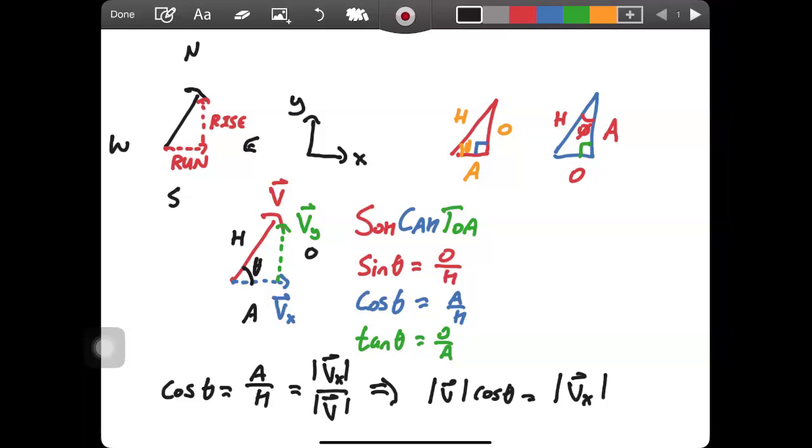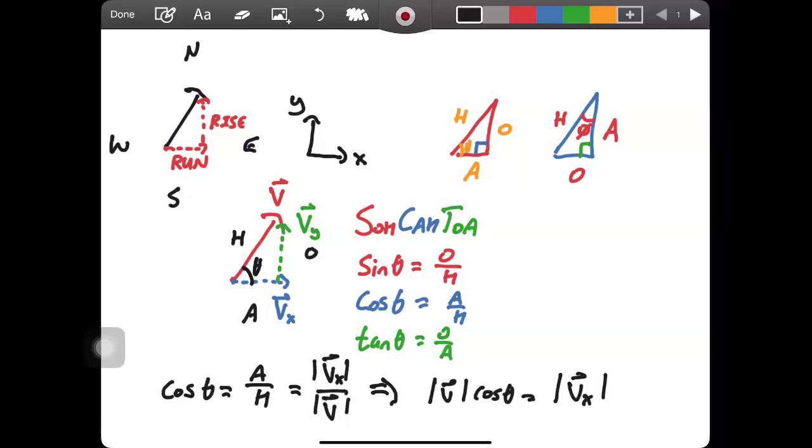And so you simply take the magnitude of the whole vector, multiply it by the cosine of the angle, and that gives you how much of it goes in the x direction. That gives you how much run there is, okay? If you want to go with the cardinal coordinate system and it's pointing northeast, this would tell you how much of the vector is going east.